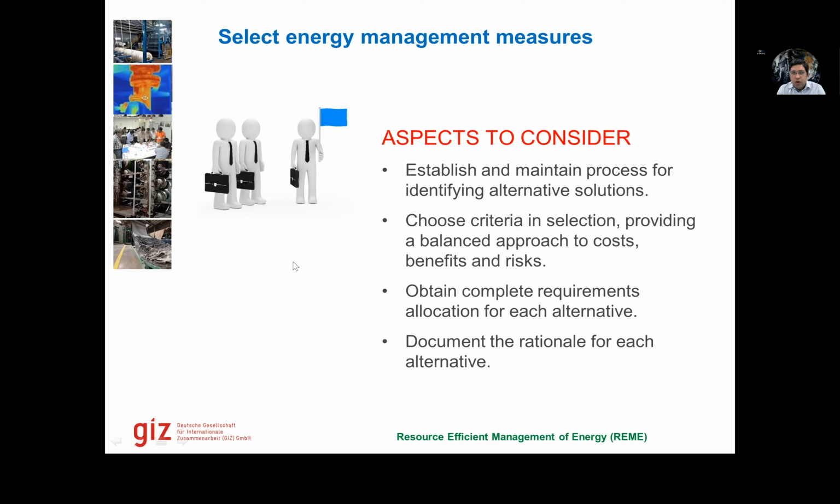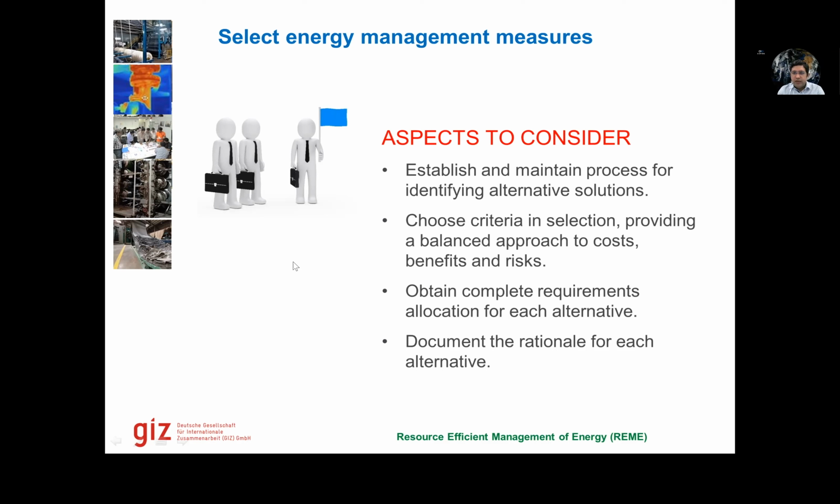So not all problems have only one solution. There are problems which might have two, three, or even four solutions, and some solutions might be immediate solutions, some solutions might be long-term solutions. Some of these solutions might require low investment, some require high investment, but obviously they also differ in the benefits that they provide. So there must be a process of how we identify alternative solutions, and then we must develop a criteria in selection and provision of a balanced approach to cost, benefit, and risk.